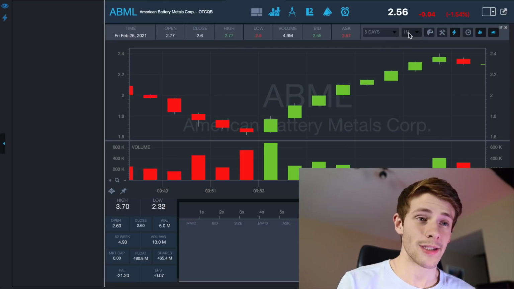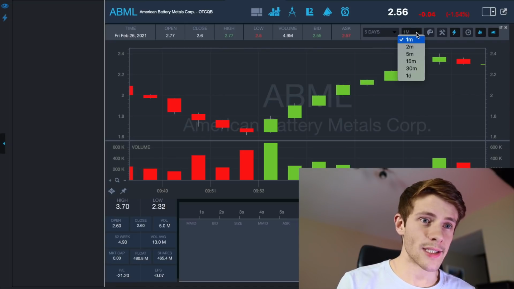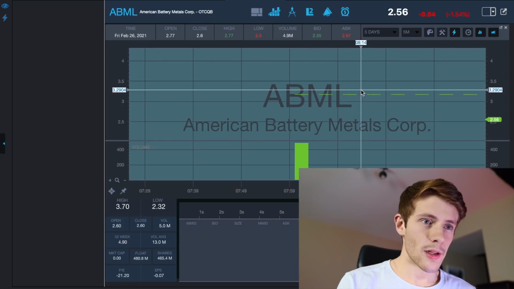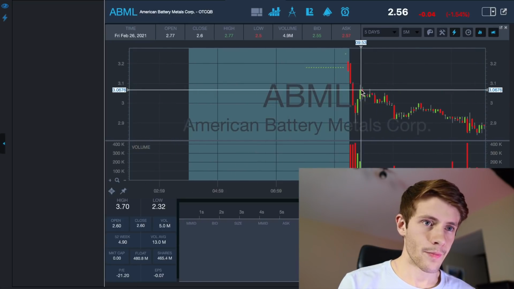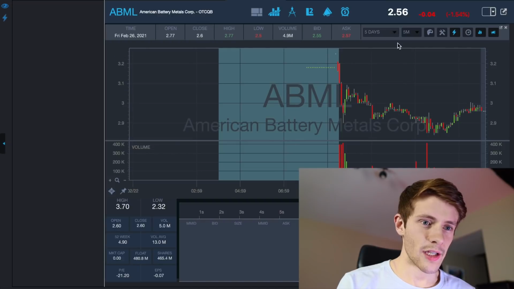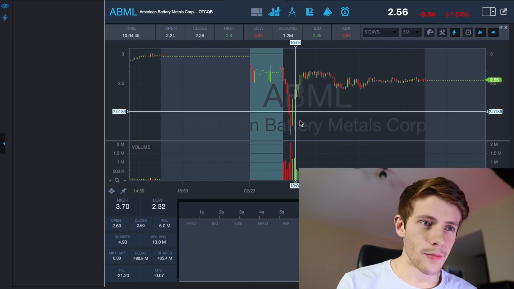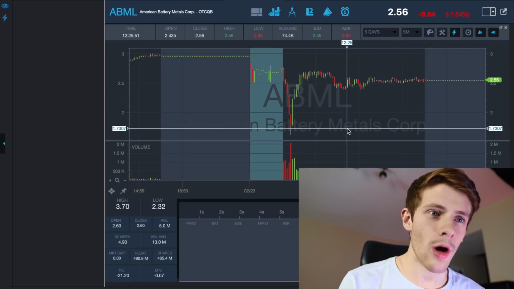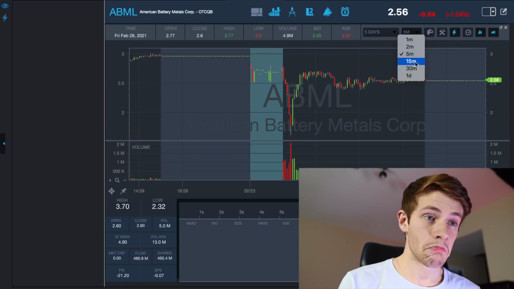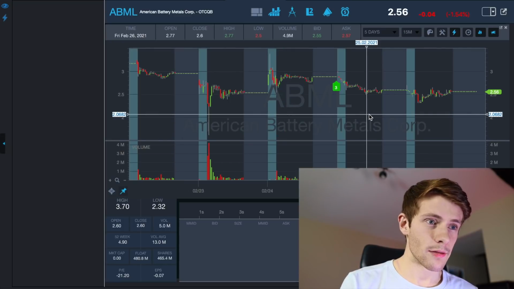So I can change this. Right now these are 1 minute candles. If I want to change this, I can make this a 5 minute candle. What does it look like on a 5 minute candle? 5 days on a 5 minute candle. Look at that. So now these candles just got smaller. They kind of all merged into one. I could do 15 minute candles. Let's see what it looks like when I do that.